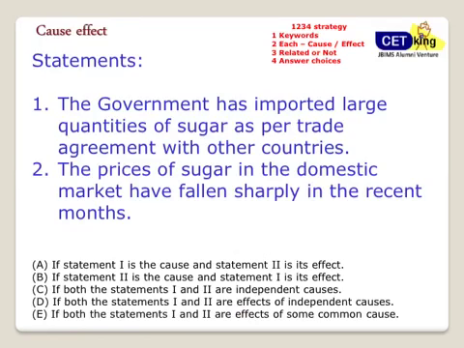Now, if I look at the first question, I want you to pause the video and try to do it yourself first. The government have imported a large quantity of sugar as per the trade agreements. Prices of sugar have fallen. So these are the 4 options. I'm not going to give the answer now. Let's first go through the process the way I teach. Alright, so I'll keep this question parked.